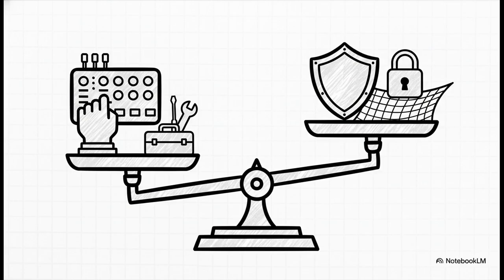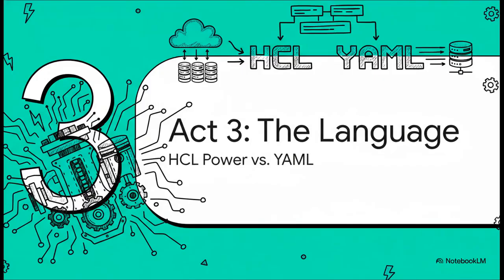Do you want the fine-grained control to jump in and fix a partial failure mid-deployment, or do you prefer the ironclad safety of knowing that a failed deployment will never, ever leave your system in a weird halfway state? Okay, moving on to Act 3, let's talk about the code itself. The choice between Terraform's HCL and CloudFormation's YAML isn't just about curly braces versus indentation. The language itself is an engine that fundamentally defines how dynamic and complex your infrastructure code can be.